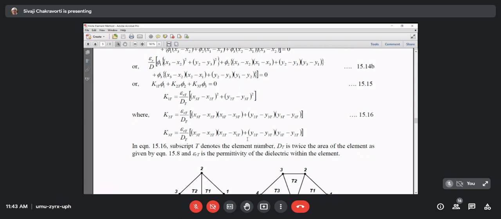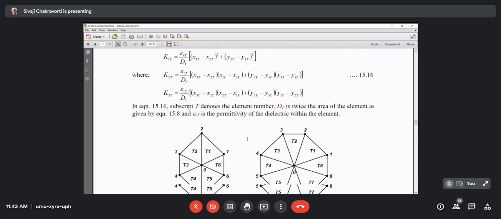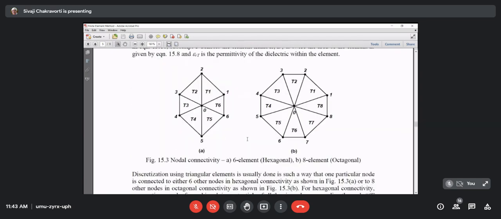But now, how we use this equation, that is also very important to know. But for that, we have to again see the nodal connectivity. I was telling you, now in FEM, different connectivities are used. Very commonly used are two types of connectivity. So you can see on your screen, on your left hand side, it is a 6-element connectivity. It is called hexagonal connectivity, which is quite obvious. And on the right hand side, it is an octagonal connectivity.